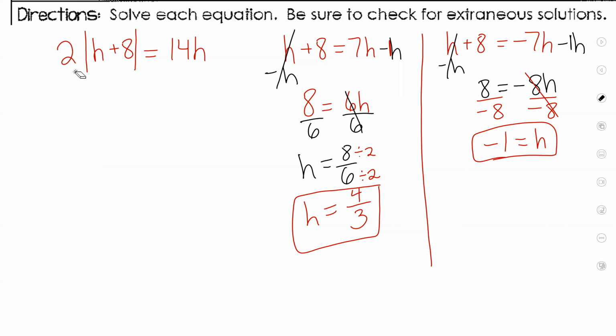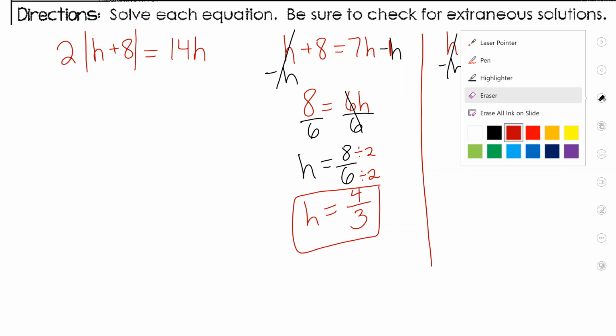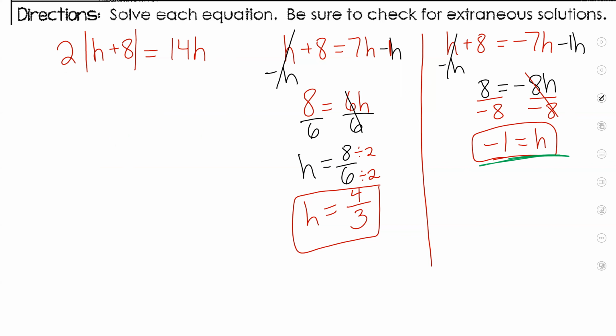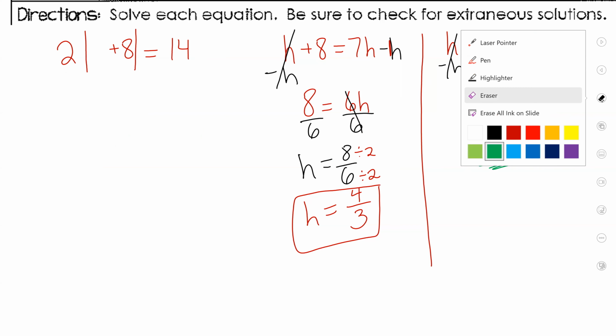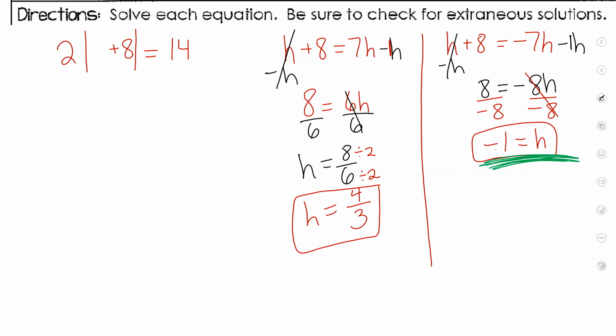Okay, so this is my original problem. I'm going to check my answers. I'm going to plug in this one, -1. I'm going to erase these h's. I have an h here and an h here. I'm going to put a -1 inside, a -1 right here and a -1 right there. And we're going to check and see if it's a true statement.